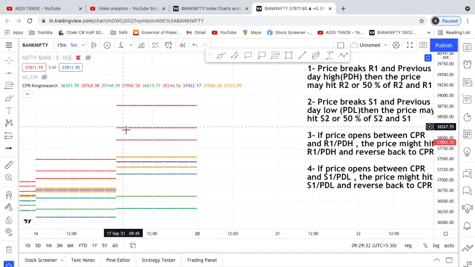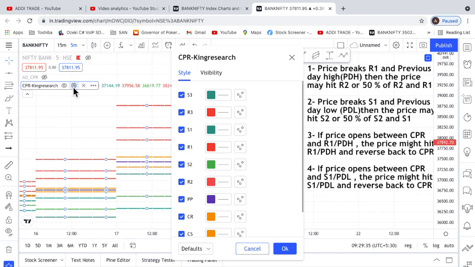Once you add it, it'll look a little messy. You'll have to come to the settings and change according to your needs. Like you want R1 in red. I've kept the resistance in red and support in green. And the middle is the CPR range in this color. So I can easily identify.